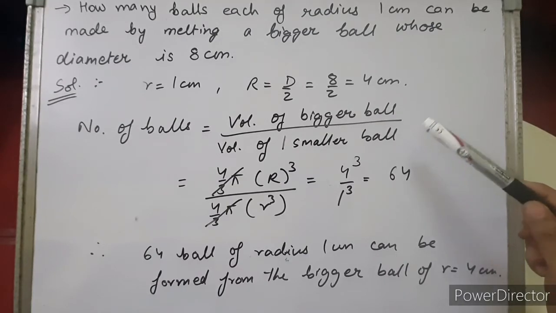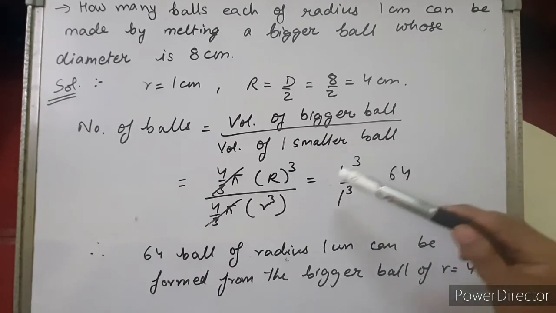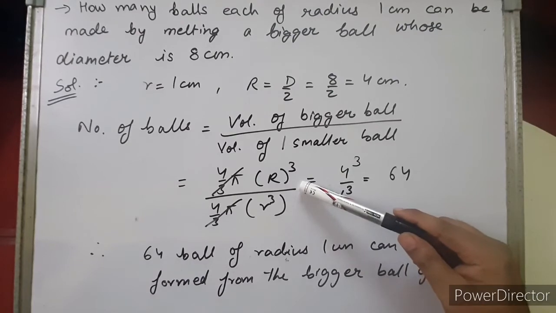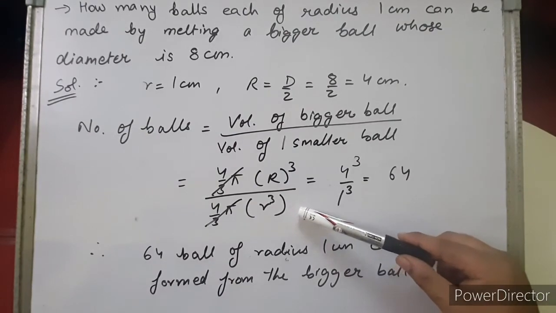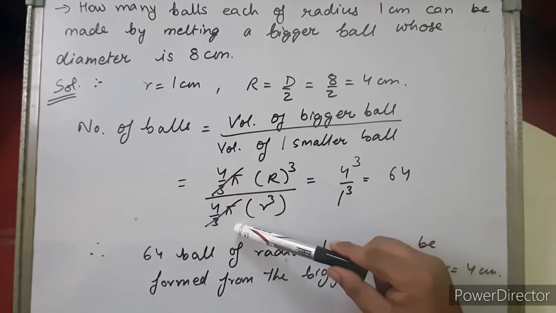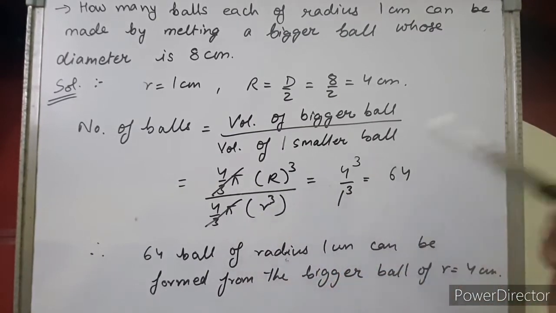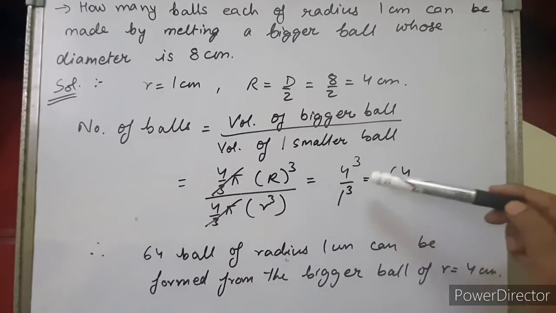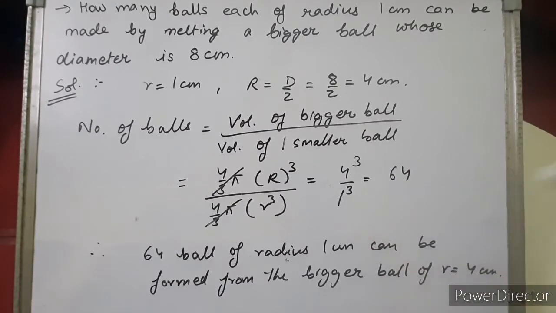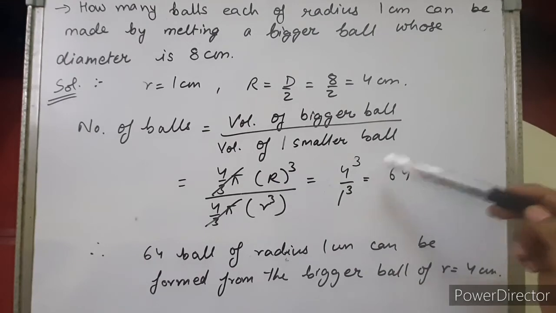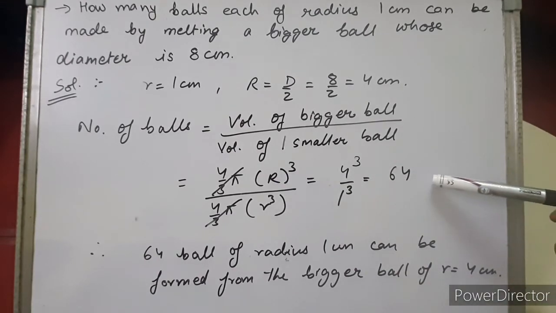So if we put the formula, volume of bigger ball of radius capital R will be 4 by 3 pi capital R cube. Volume of one smaller ball will be 4 by 3 pi small r cube, because the radius of a smaller ball is small r. So this 4 by 3 pi and this 4 by 3 pi will get cancelled. The value of capital R is 4. The value of small r is 1. So it will be 4 cube upon 1 cube. So 4 cube is 4 fours are 16, 16 fours are 64, upon 1. So we'll get 64 as the answer.